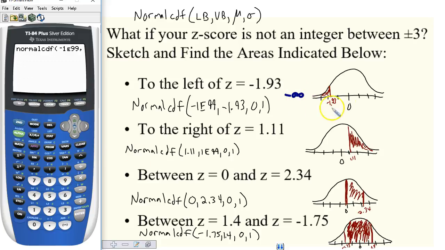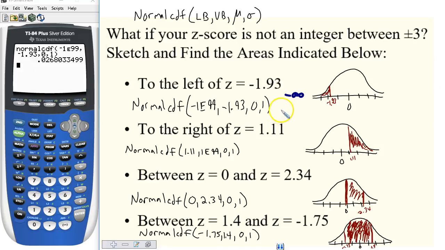I then want to put the right boundary. Now the right boundary is negative 1.93. And then I'm going to put comma, mean, comma, standard deviation, which will always be 0 and 1 for the standard normal distribution. I get an area to the left of a z-score of negative 1.93 of 0.0268. If you were to write that as a percent, it would be 2.68%.